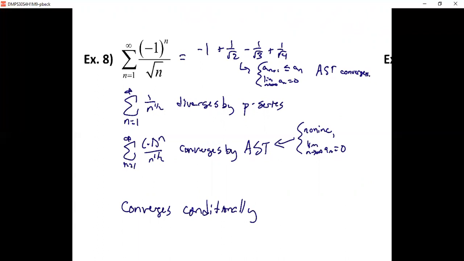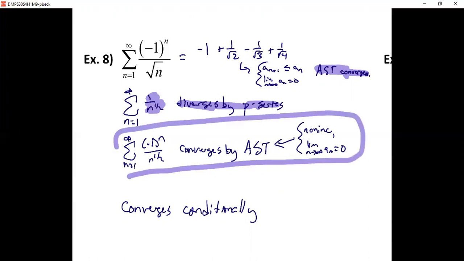Now, if I take out the alternating parts, I have 1 over n to the 1/2. We know this diverges by the p-series. Since this diverges by the p-series, but the alternating series test says it converges, this is a conditional convergence, because the only reason why it converges is because of the alternating series.